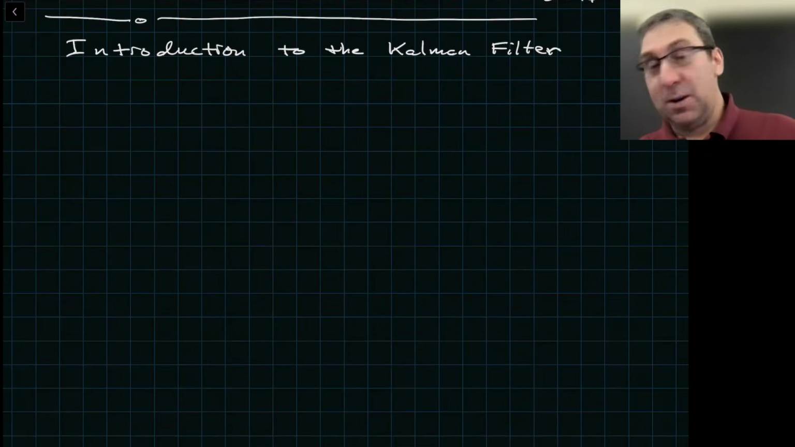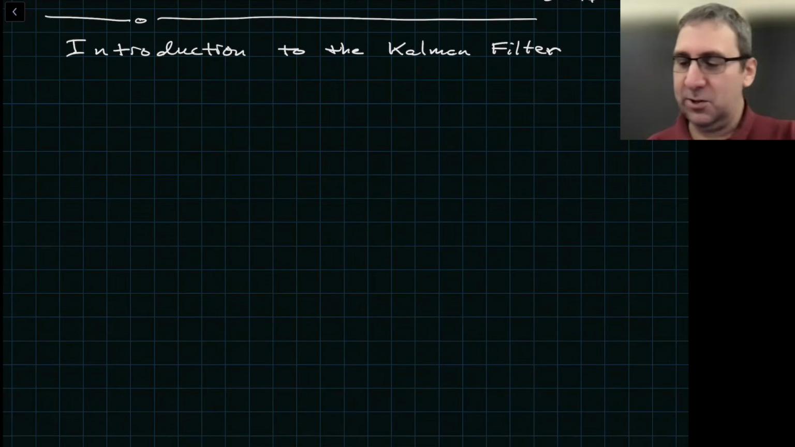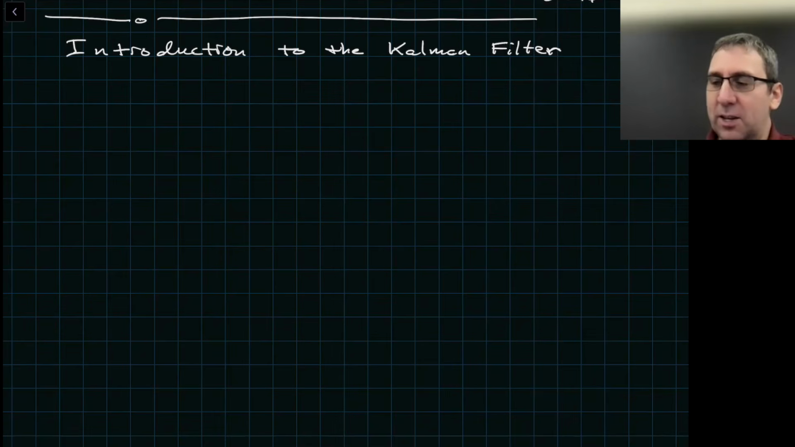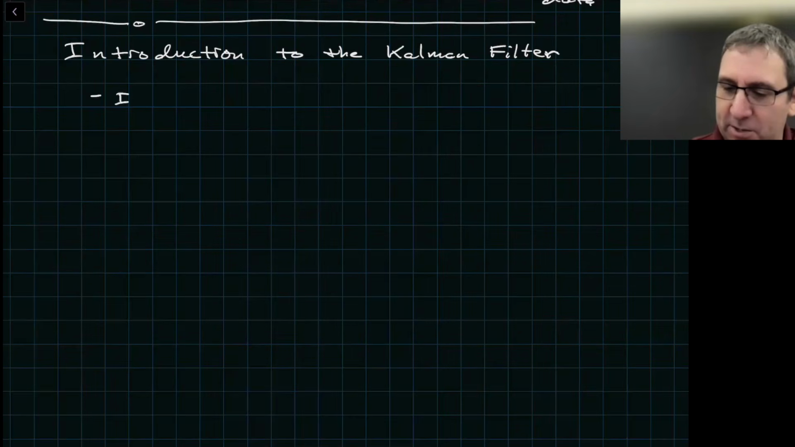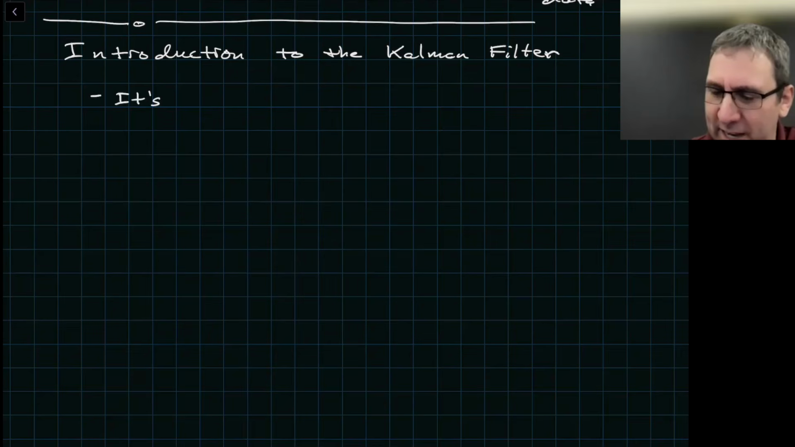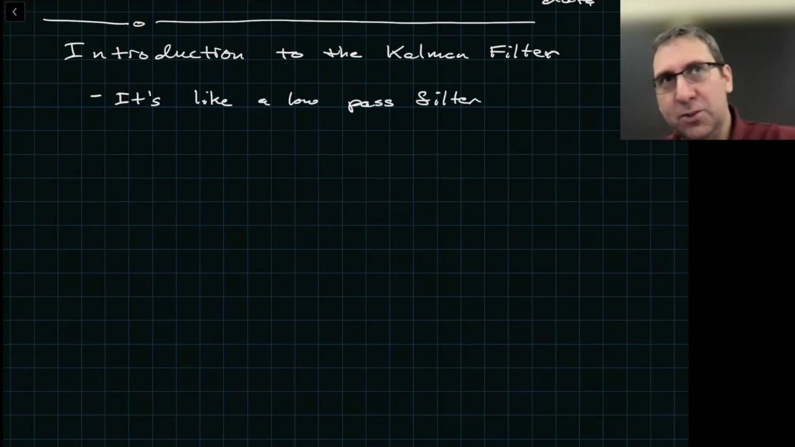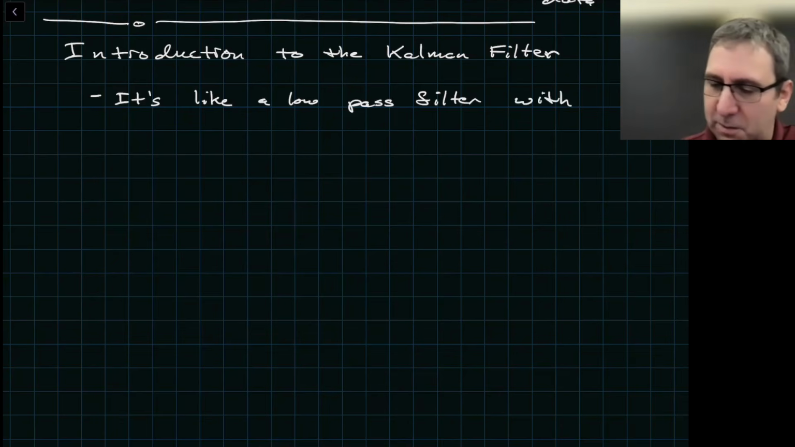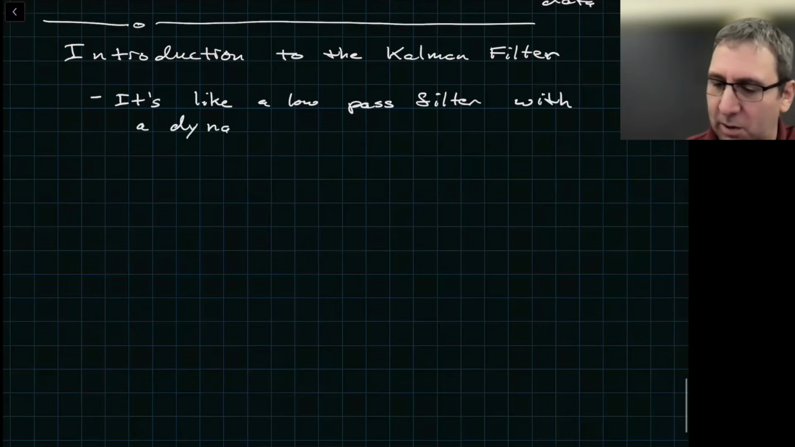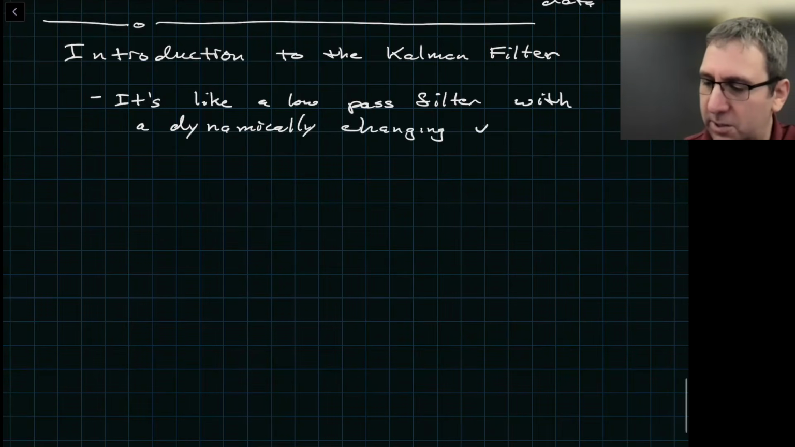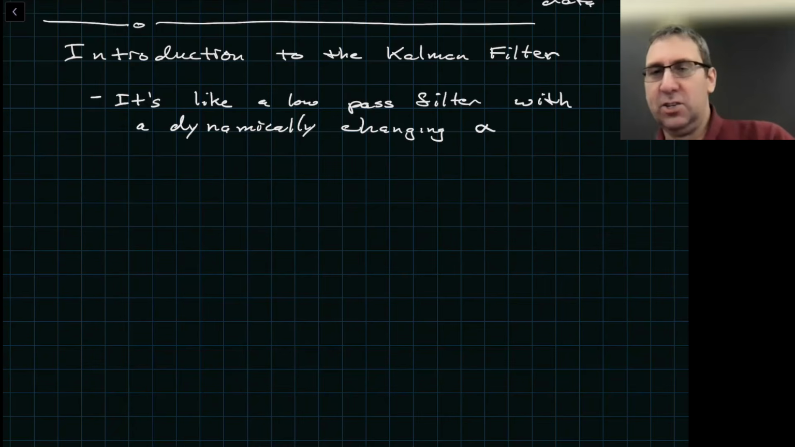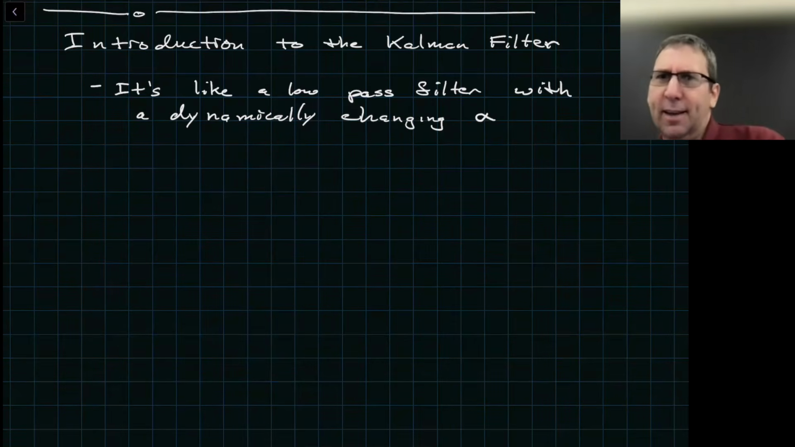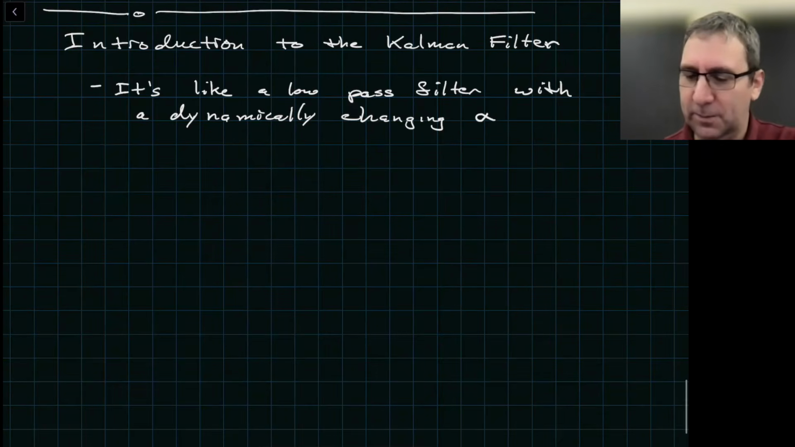But because of the Apollo program and things, there was a lot of interest, and really aerospace is the main user of the Kalman filter. Now, let me repeat something I think I said in passing. It's like a low pass filter. Remember why low pass? To filter out high frequency noise. It's like a low pass filter with a dynamically changing alpha. So instead of picking an alpha once and for all, it'll change it in some recursive way. So there'll be something like alpha K.